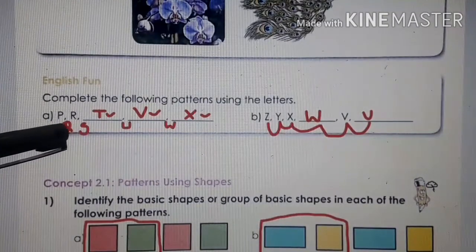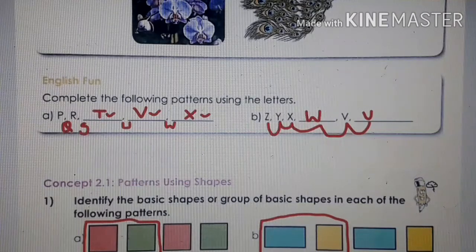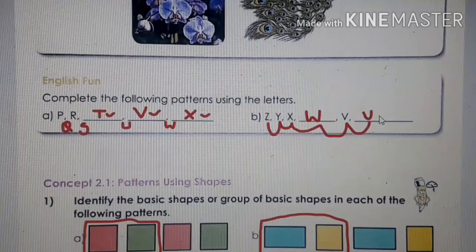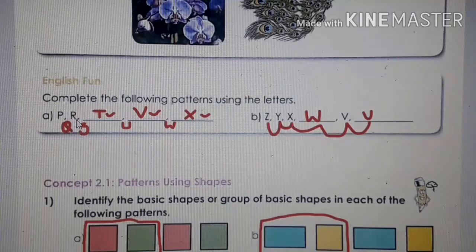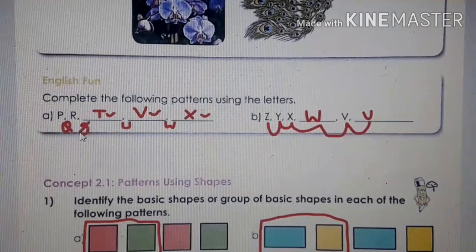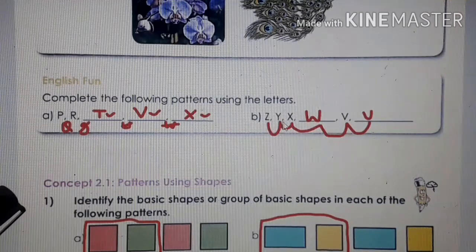Now you see, the first two letters are what? P and R, right? So what you have observed here is that one letter is missing between P and R, that is Q. It means you have to complete this pattern by skipping one letter. P, Q you will not write, R is written here, right? Then S you will not write, you will write T. U you will not write, you will write V. W you will not write, you will write X. Clear?